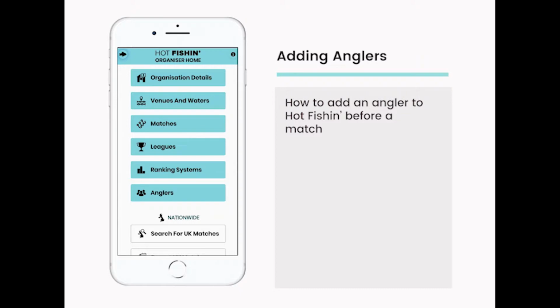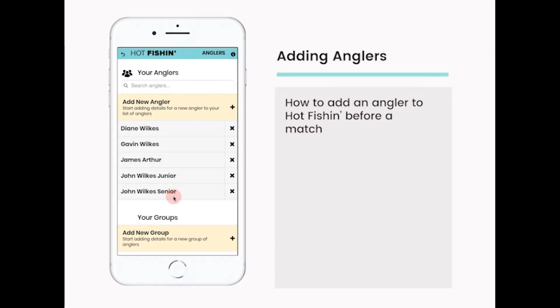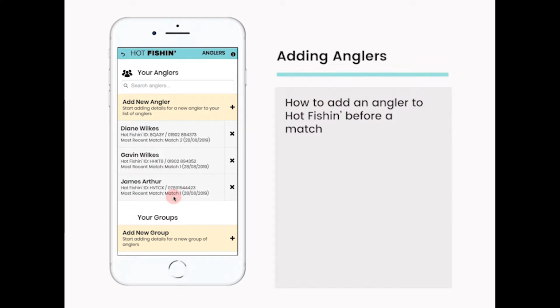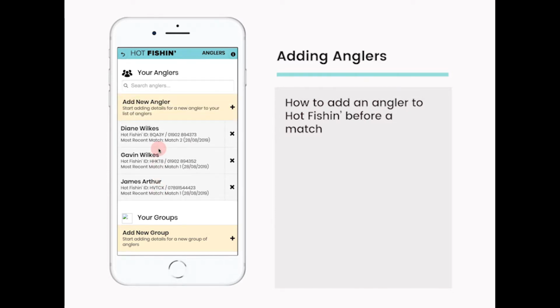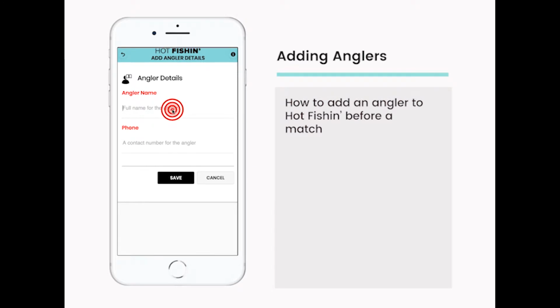Click on Anglers from the home page. Once you've added all your anglers, you're going to see them listed here. But for now, let's assume that we need to add them. So click Add a new angler. You would add the name and the telephone number if you know it.